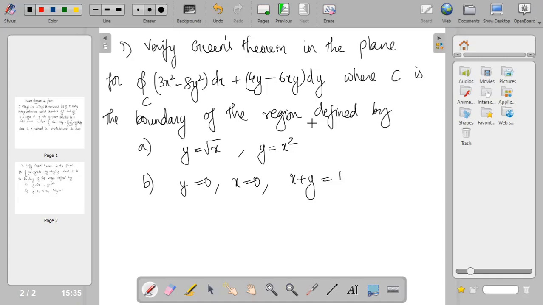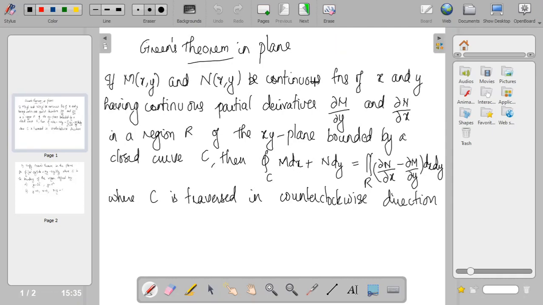Good morning all. So in today's class we will look at the next theorem. It is called Green's theorem in plane. Green's theorem is a theorem which connects a line integral and a normal double integral.